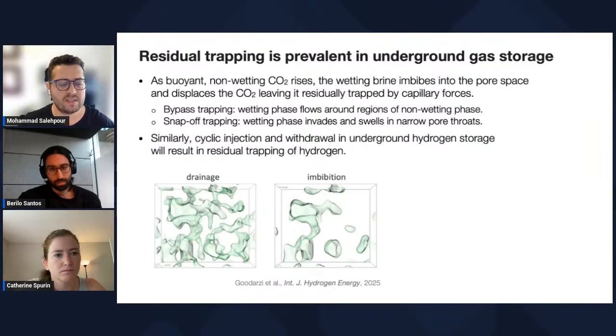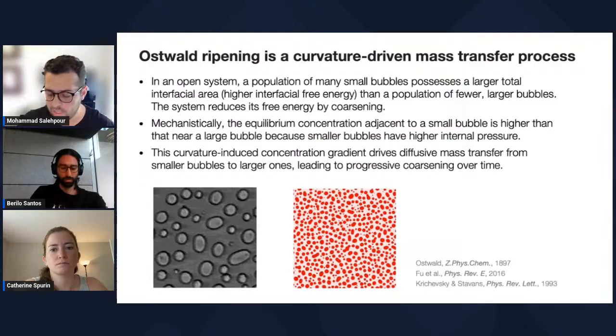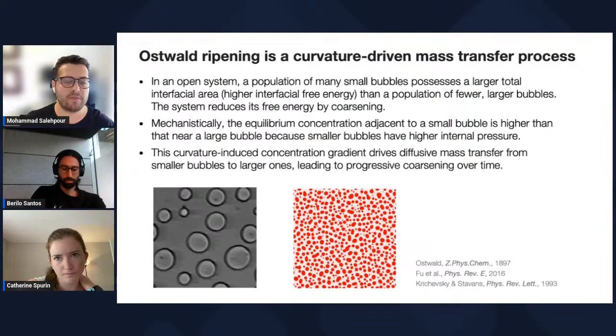And similar to CO2 sequestration, during cyclic injection and withdrawal of hydrogen, the same thing can happen. We can have residual trapping of gas, as we can see in the figure below, where after imbibition, there are isolated ganglia trapped in the porous media. So before we talk more about the trapping, let's quickly discuss Ostwald ripening.